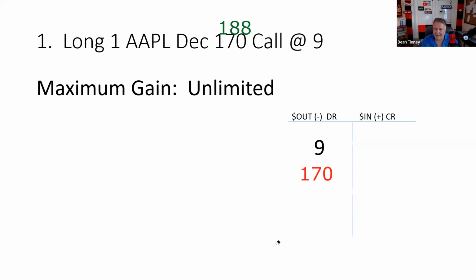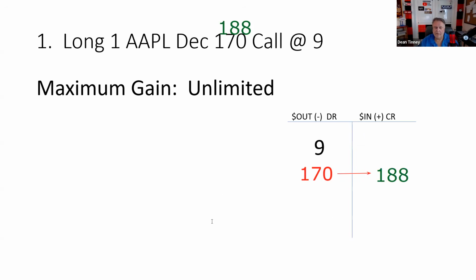Apple's 188. Are you going to exercise your 170 call if Apple is at 188? Yes or no? Are you going to exercise that call contract? Yeah. And by the way, if you're foolish enough not to, we'll do it for you. We'll say, well, listen, I don't know why in the heck you would not want to exercise a 170 call with the stock at 188. So now if we sell that at 188, woo, we are big time winners.